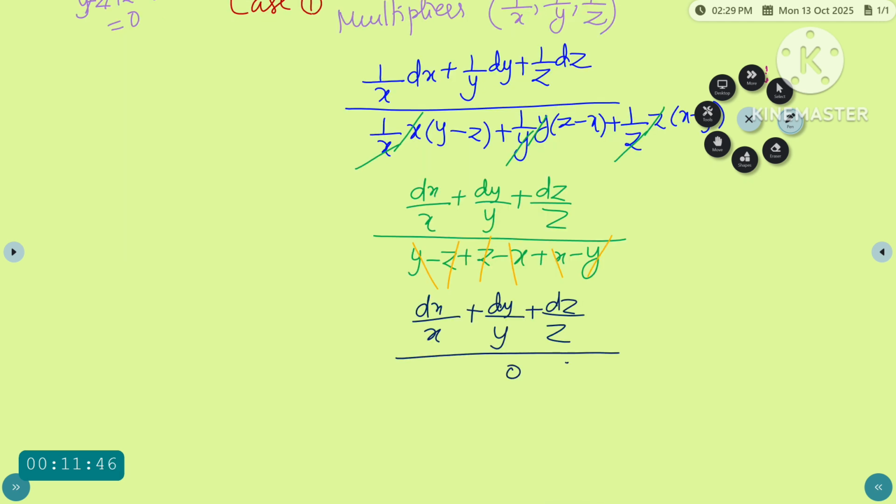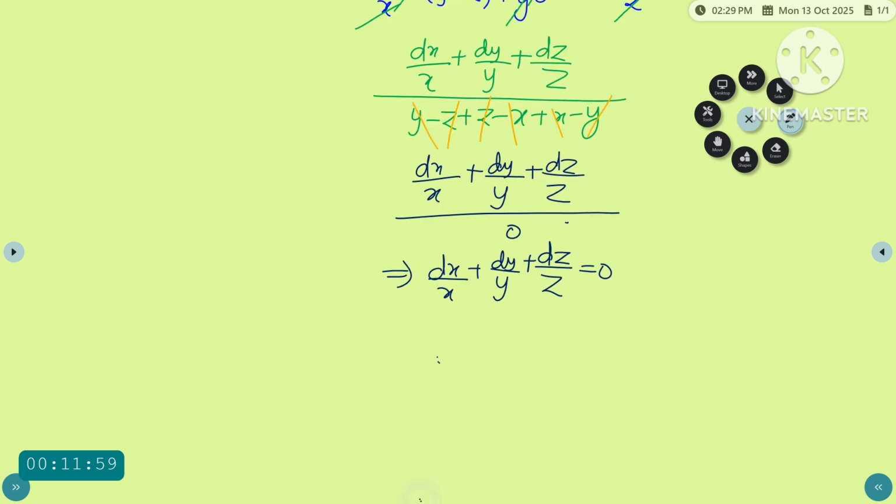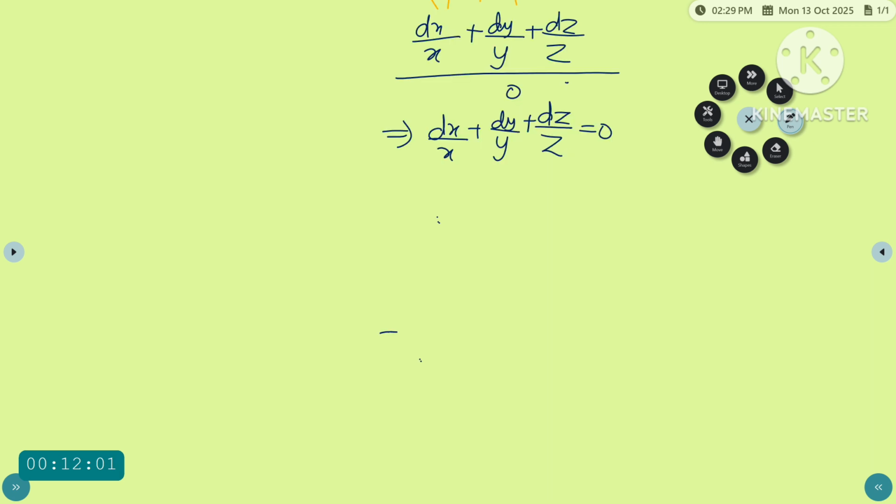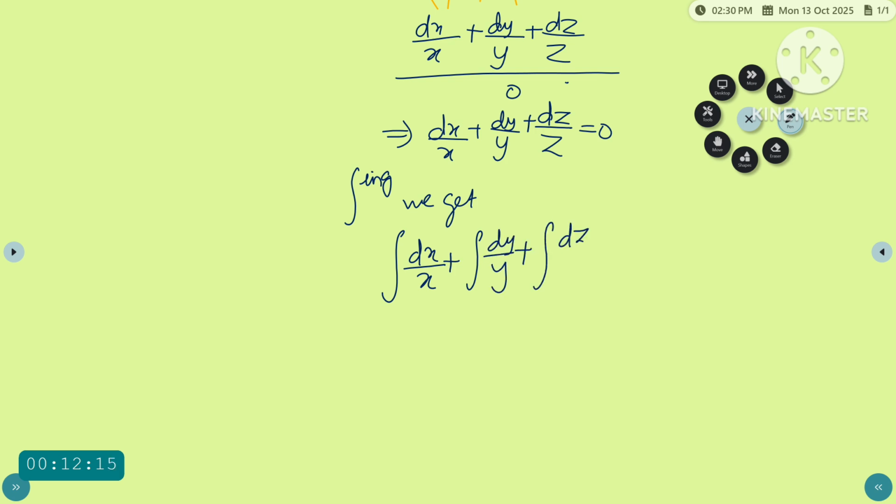Denominator is vanished, 0. This can be rewritten as dx by x plus dy by y plus dz by z equal to 0. Now, how can we find the solution? As usual, integration. How can we integrate this one? Integrating termwise, integral dx by x plus integral dy by y plus integral dz by z.